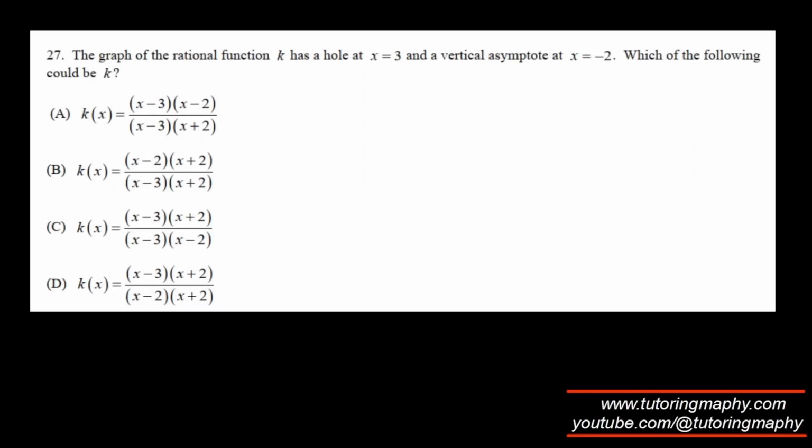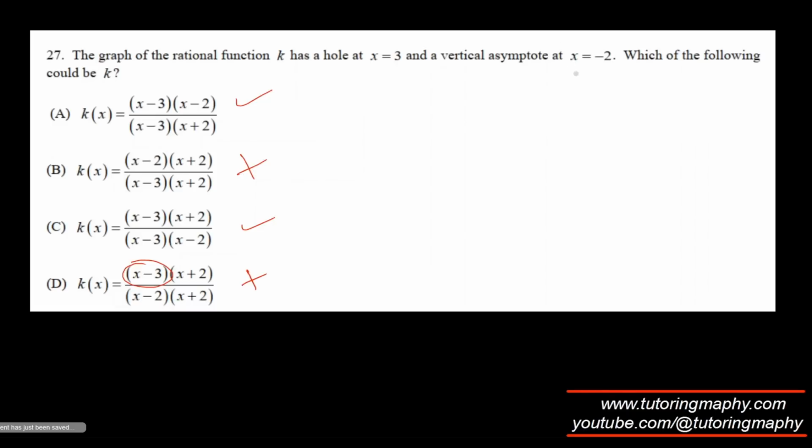We have to figure out which rational function has a hole at x equal to 3 and a vertical asymptote at x equal to negative 2. All right. Likewise, if it has a hole, then x minus 3 should appear at the top and bottom both. So yes, option A is a strong contender. Option A passes. Option B cannot be it because x minus 3 is only at the bottom. That makes it a VA. Nope. Option C, yes, definitely. x minus 3 is at the top and bottom. And option D, nope, because x minus 3 is only at the top. So that's going to make it 0.